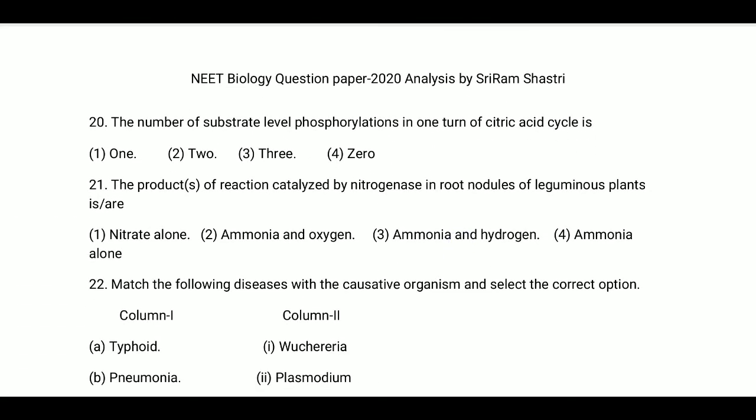Then, the number of substrate level phosphorylations in one turn of citric acid cycle is 1, 2, 3, or 0. How many substrate level phosphorylations occur in the citric acid cycle is the question. Krebs cycle is called the citric acid cycle. We are talking about the Krebs cycle here, and the right answer is 1.